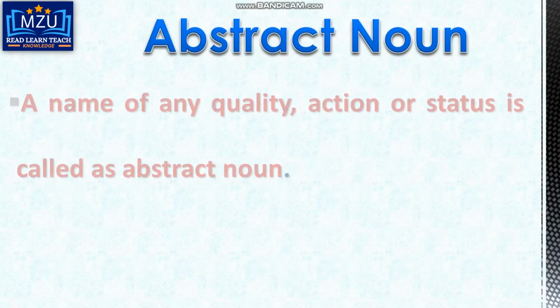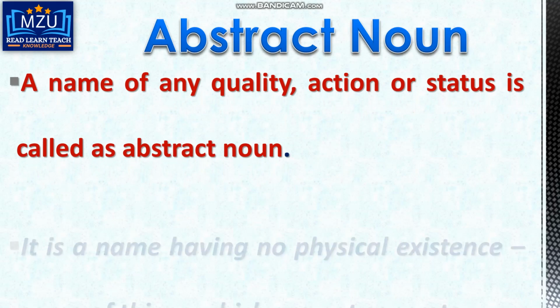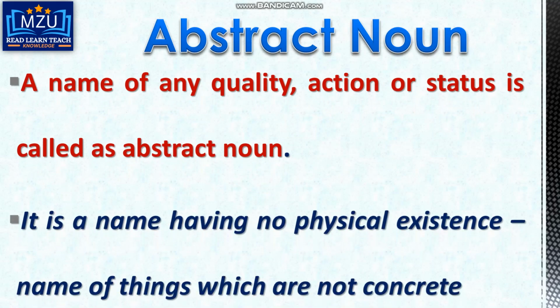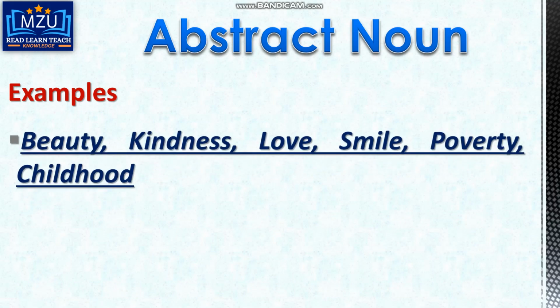Now coming towards abstract noun. A name of any quality, action or status is called an abstract noun. It is a name having no physical existence, that is, it is the name of things which are not concrete. They are either quality or action or status. Examples of abstract noun include beauty, kindness, love, smile, poverty, childhood.